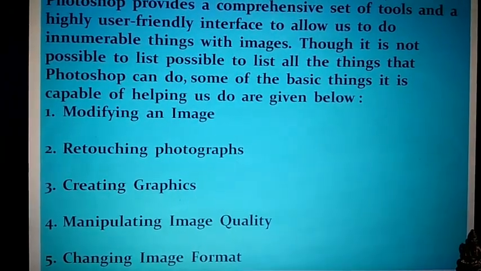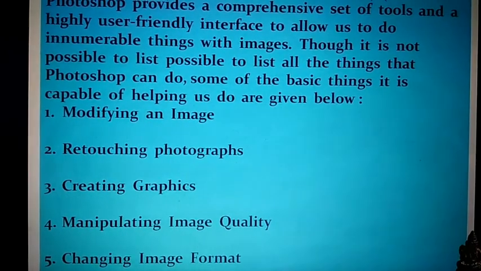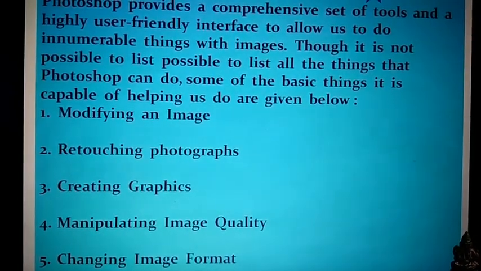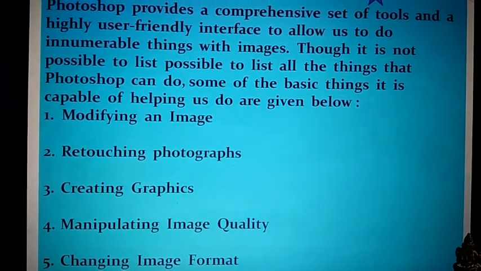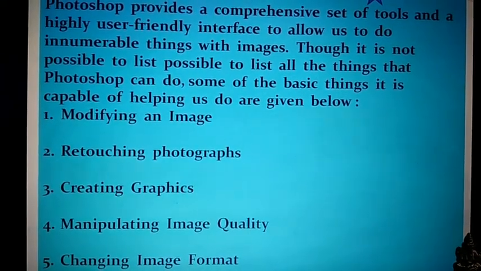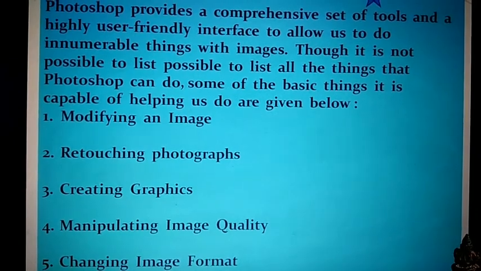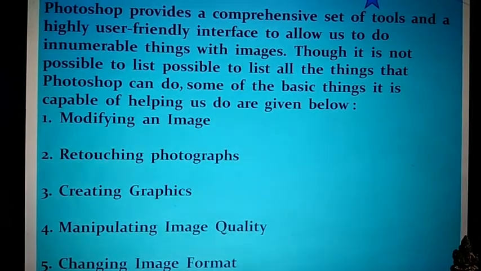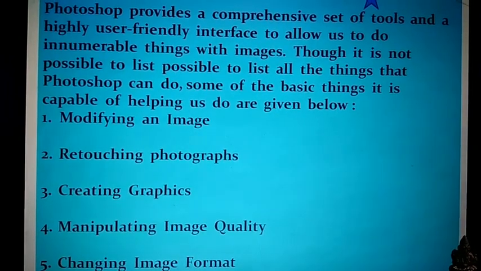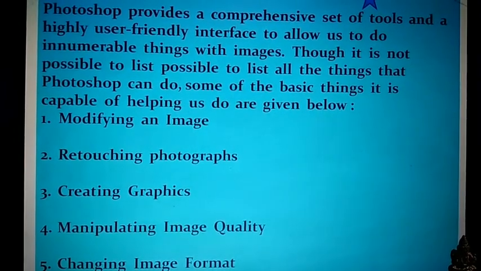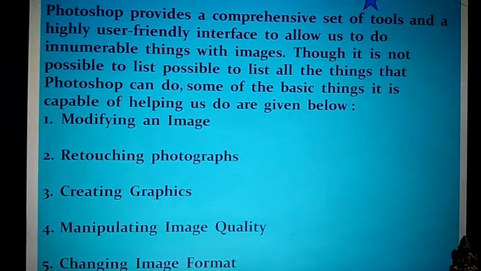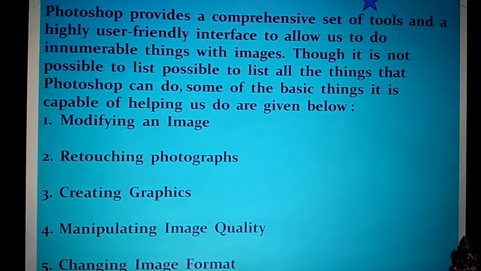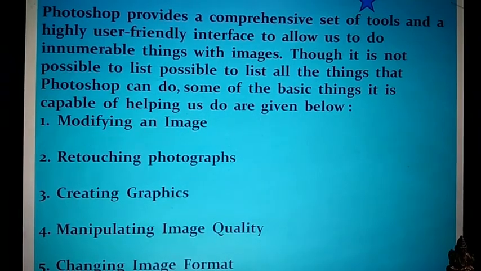Fourth, manipulating image quality means Photoshop allows us to manipulate the image quality by increasing or decreasing the amount of pixels in it. Pixels are tiny rectangular dots on the screen of a monitor that light up to display an image. So the number of pixels per inch of an image makes up its resolution. The more pixels per inch in the image, the higher its resolution and the better the quality.